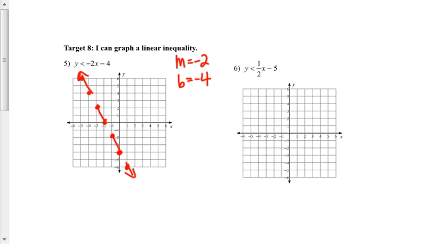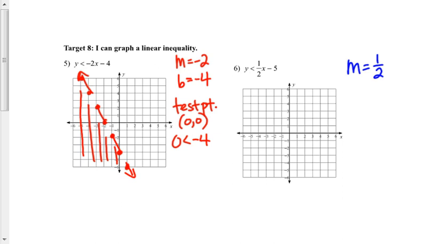And then you can either use the fact that this is less than to know that you're going to shade below, or if you wanted to use a test point, plug that into your inequality, so you would have 0 is less than negative 4. 0 is not less than negative 4, so we're actually going to shade the portion of this graph that does not include 0, 0. On the next couple examples, I'm going to actually not use a test point. The earlier you can get away from a test point, probably the better, just for some topics that we have coming up.